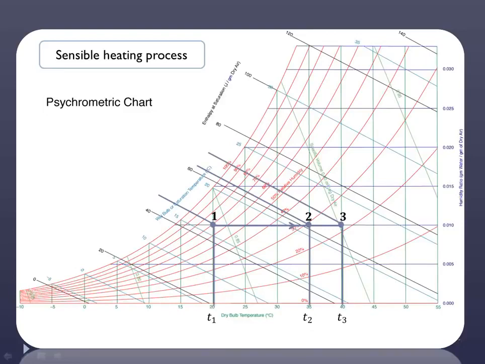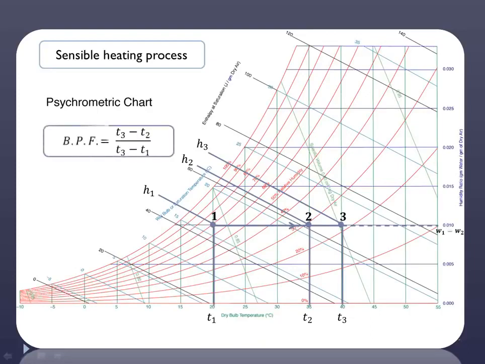So this is T1, T2 and T3. These are the dry bulb temperatures at point 1, 2 and 3. H1, H2 and H3 are the corresponding values of specific enthalpy of moist air. And as we have seen earlier, the specific humidity doesn't change, and therefore it is known as the sensible heating process.